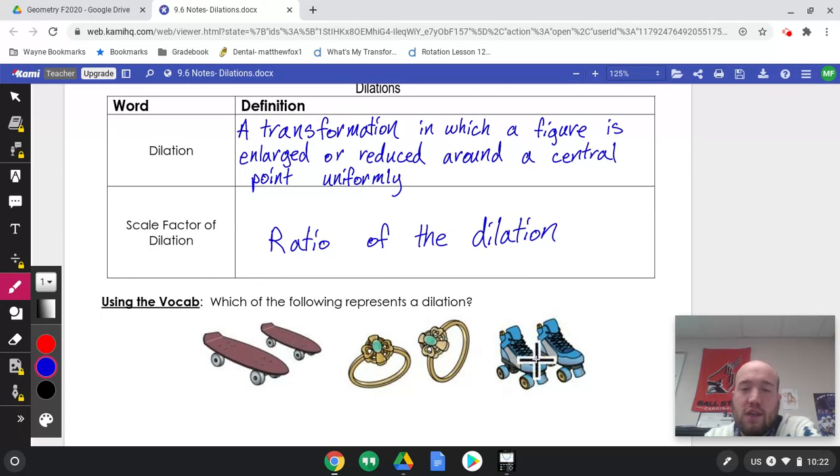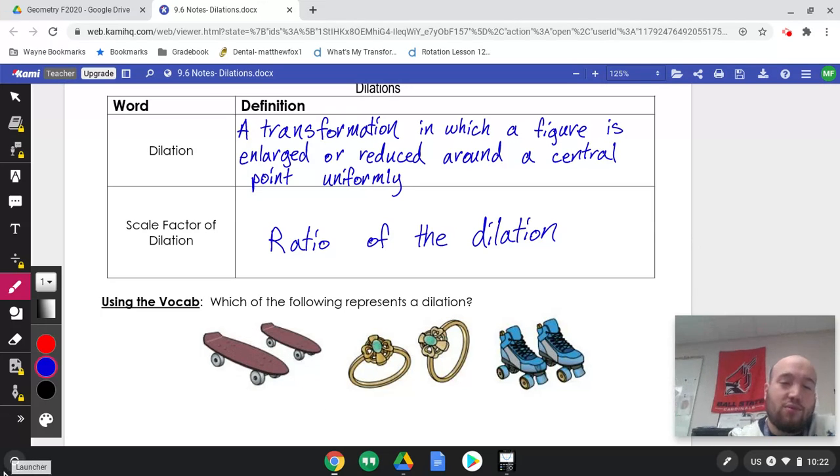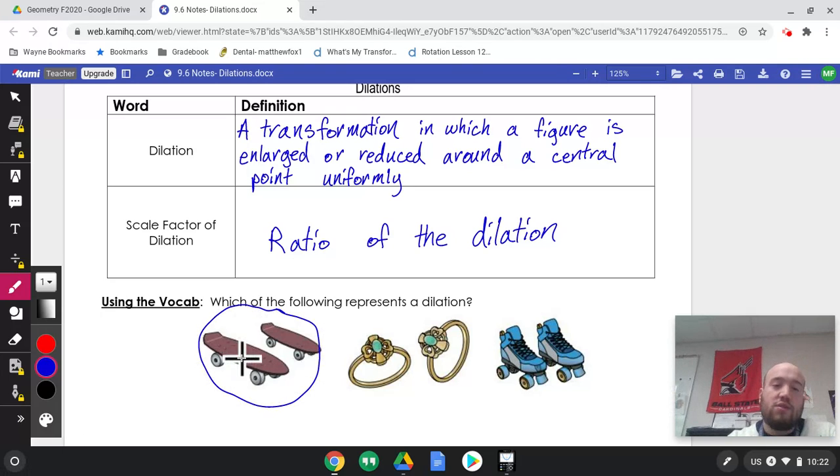We've got 3 different pictures here. We don't know which of the following represents a dilation. Okay, so we know dilation means the size of the shape changes. So hopefully you know this has to be the first one. The skateboard has to be our dilation. Depending on which one, if this was the pre-image, then it is enlarged. If this is the pre-image over here, the big one, then it was reduced in size.